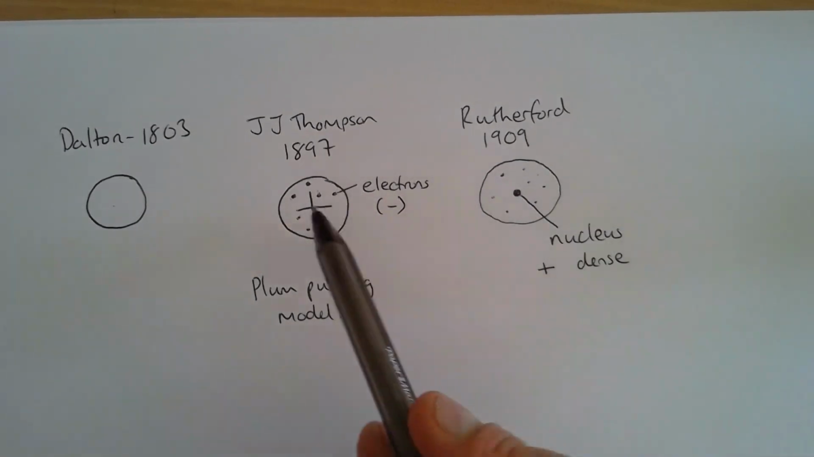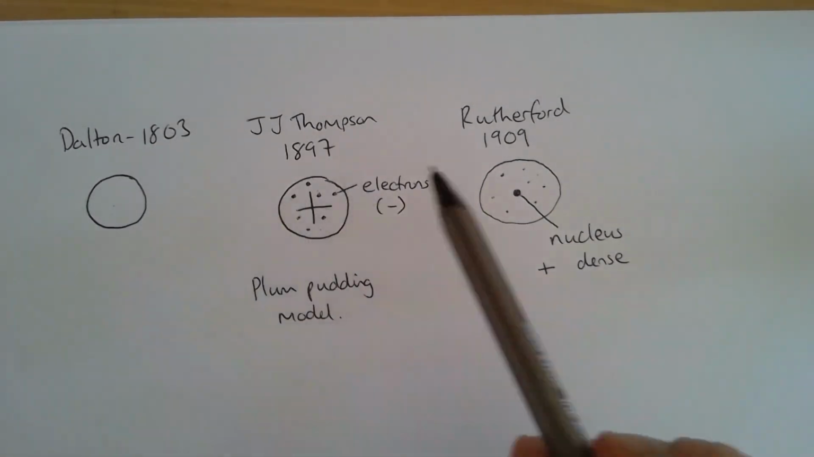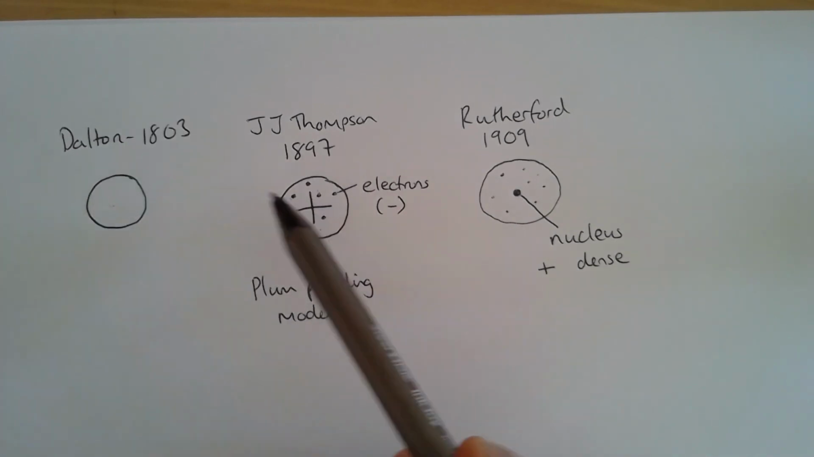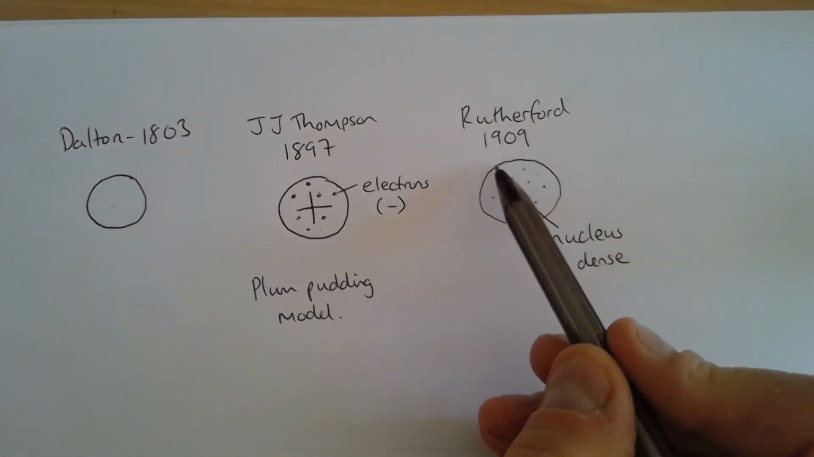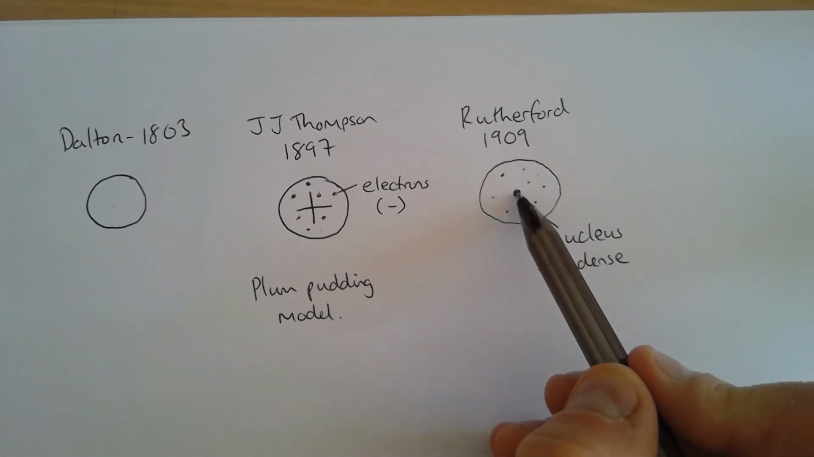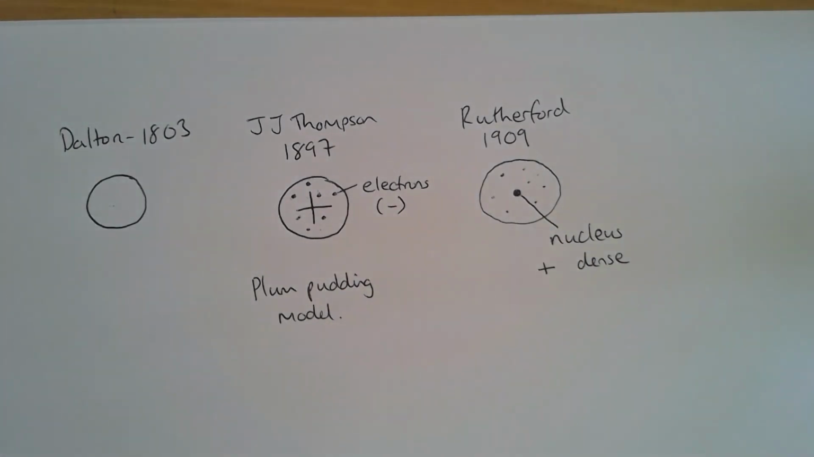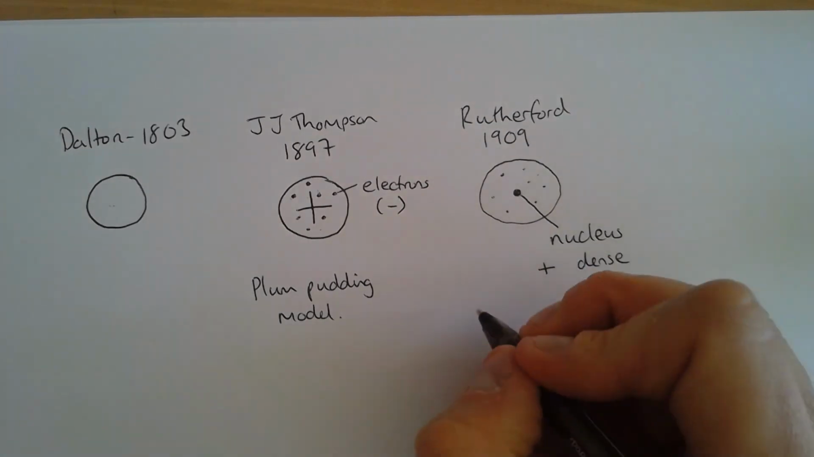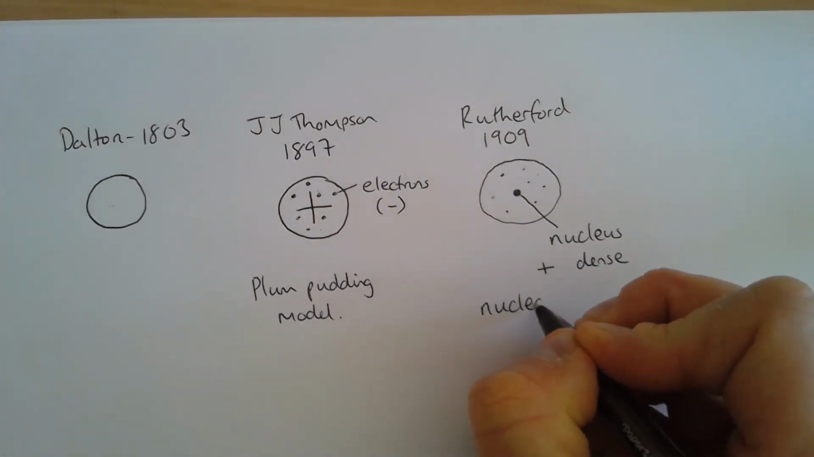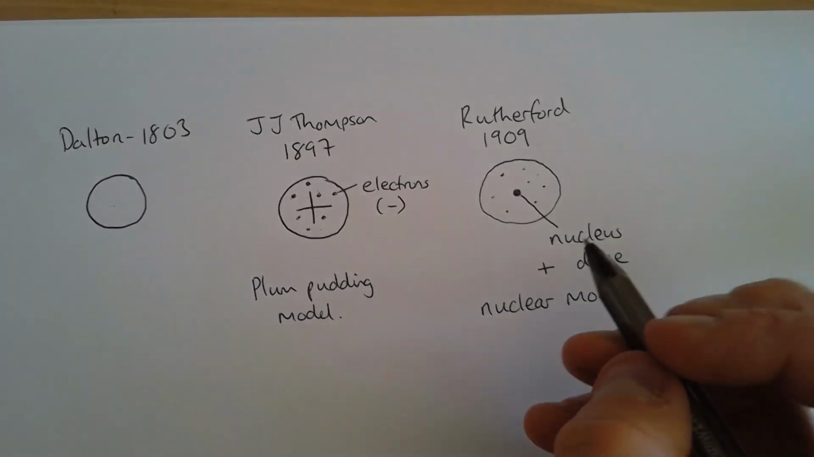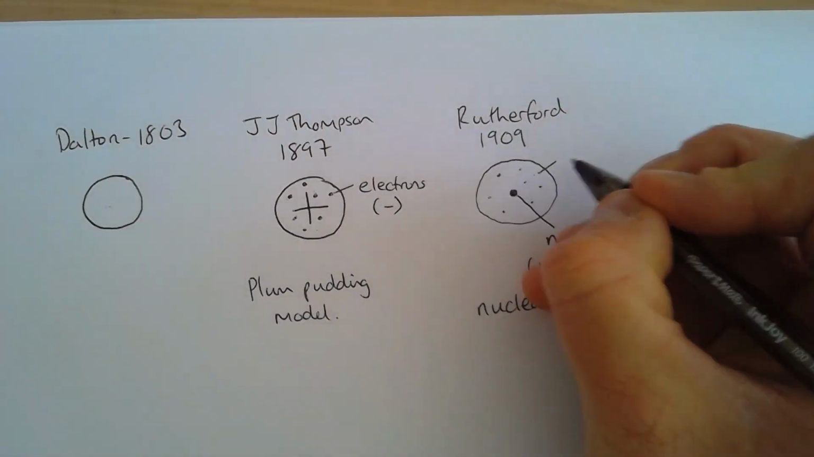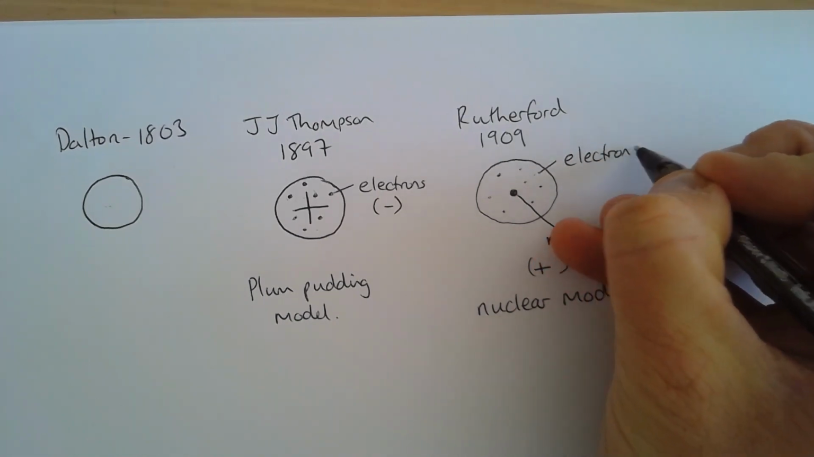So the difference between Rutherford's model and the previous two models is that these assumed that the atom was quite a dense sphere and filled up with some sort of matter, whereas Rutherford showed that actually the middle of the atom was where almost all of the mass was, and so this was called the nuclear model. Obviously, nucleus is a word that denotes something being in the centre. So we've got a positively charged nucleus here, and we've still got our negative electrons.